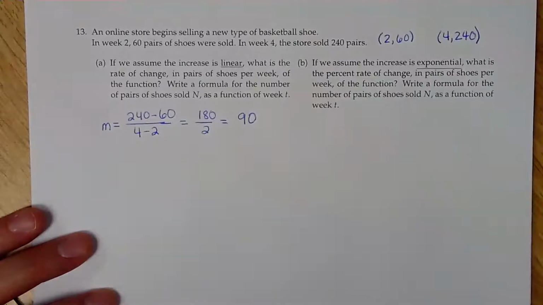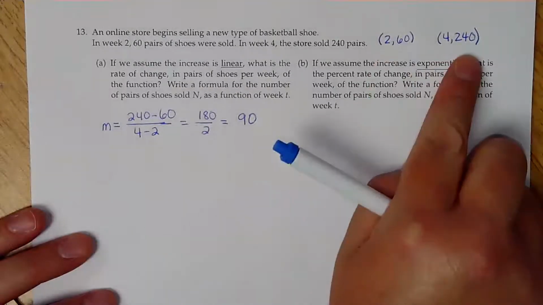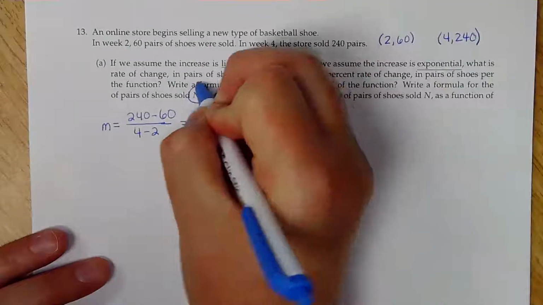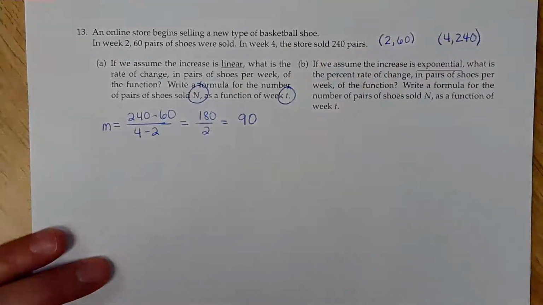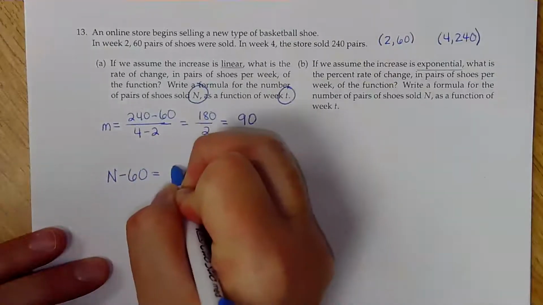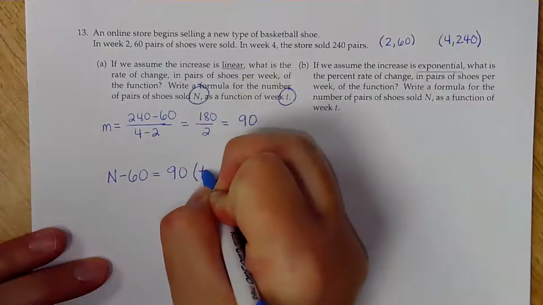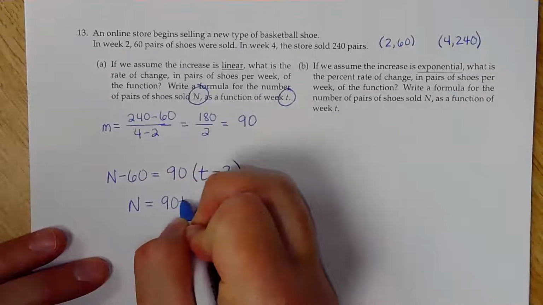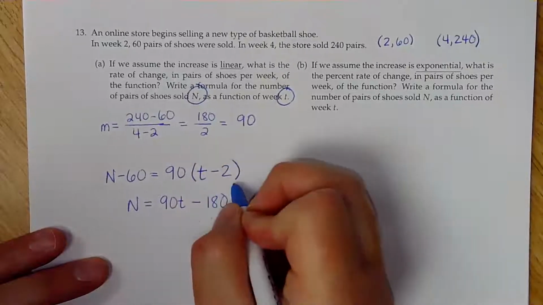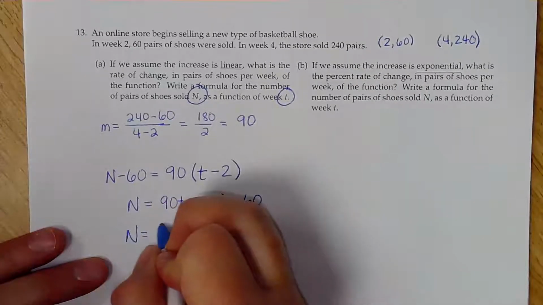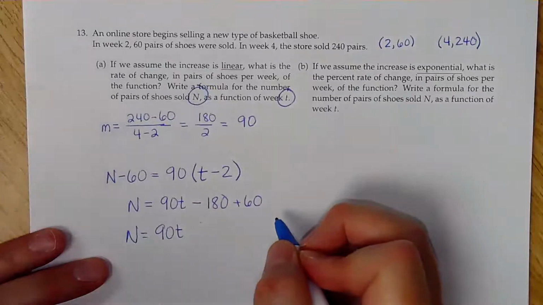And then my equation here, so I don't have the y-intercept here. I just have 2 points. So I'm going to use point slope form. And n is my dependent variable, t is my independent variable. So I get n minus 60 is equal to 90, that's my slope, times t minus 2. So n is 90t minus 180, 90 times 2. And then I'm going to add that 60 over to the other side. So n is 90t, let's see, minus 120.